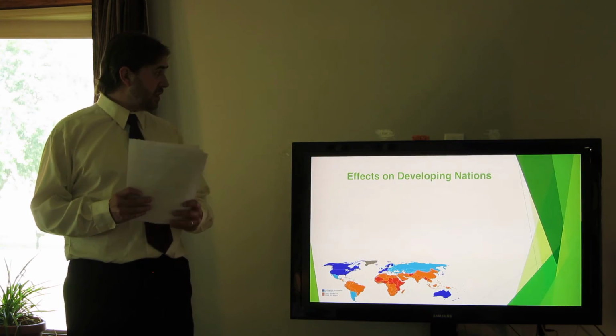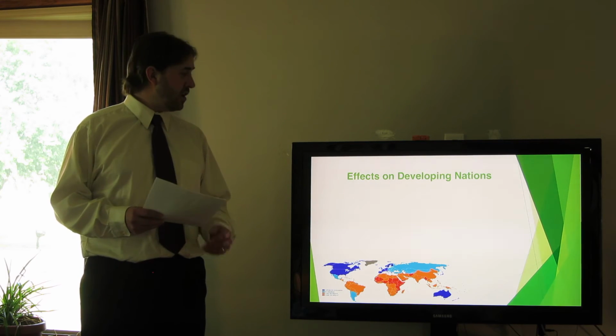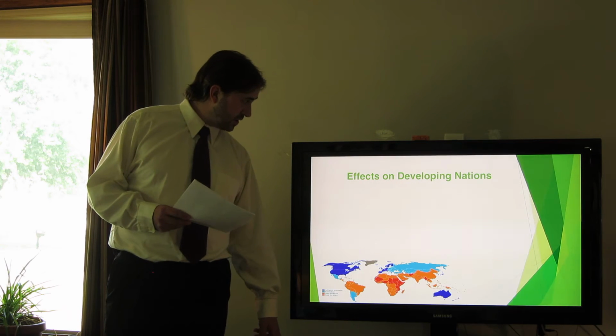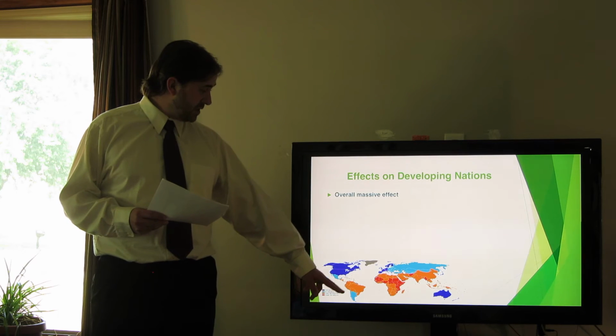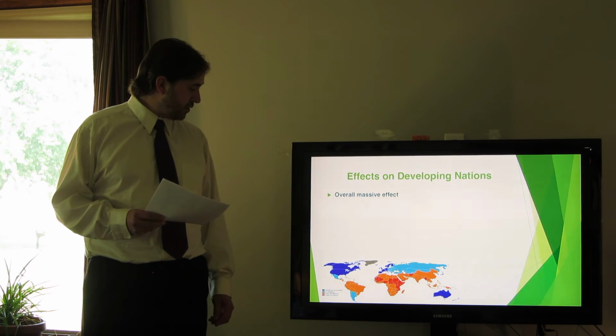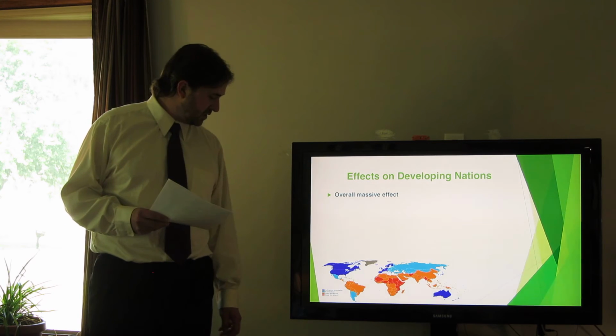Now, the effects on developing nations. This is where the true and the largest effects occur within issuing a single global currency. Overall, it would have a massive effect. As you can see from the diagram right down here, the majority of the world's economic growth is in transition, less than developed, or least developed.